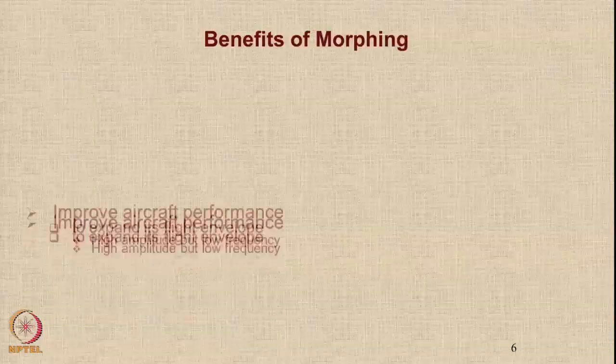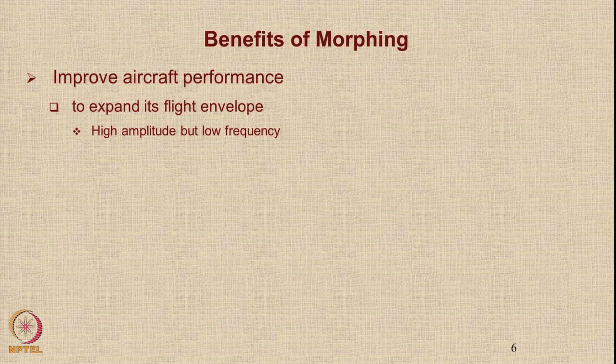There are some benefits of morphing. One is there can be improved aircraft performance. So, there are two distinct ways or two distinct approaches to morphing. One of the aims is to improve the aircraft performance by expanding its flight envelope. For this, we carry out morphing at high amplitude but low frequency. By this I mean that you do it once in a while, that means low frequency, you do not do it regularly, you do it a few times in the mission, but when you do it you have high amplitude, which means the amount by which the aircraft morphs is quite large.